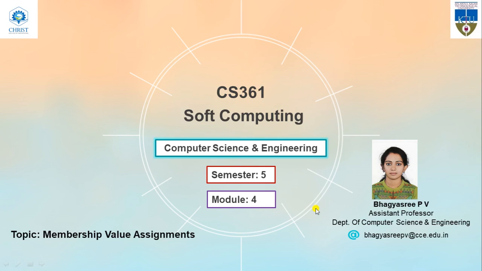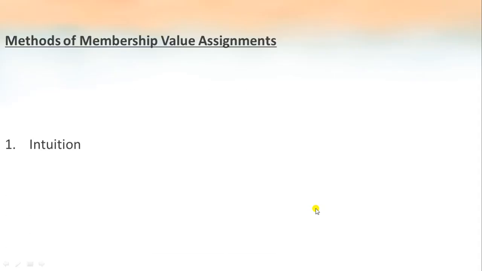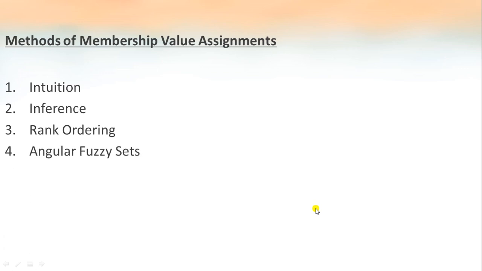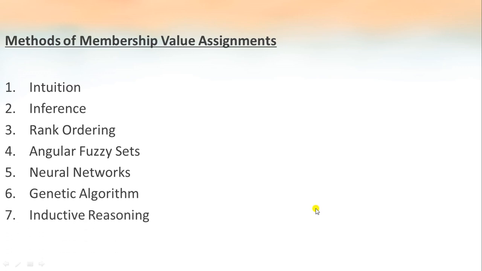Hello students, in this video we will discuss membership value assignments. Methods of membership value assignments: various methods include intuition, inference, rank ordering, angular fuzzy sets, neural networks, genetic algorithm, inductive reasoning. So in this video we will discuss intuition, inference and rank ordering.